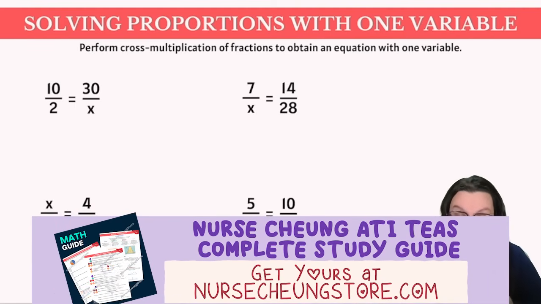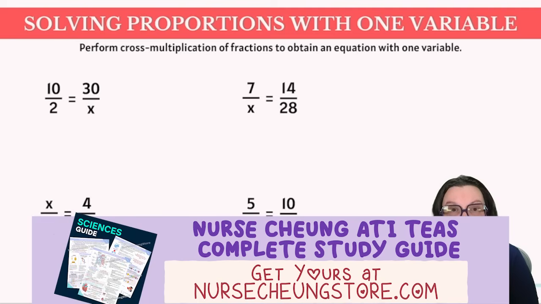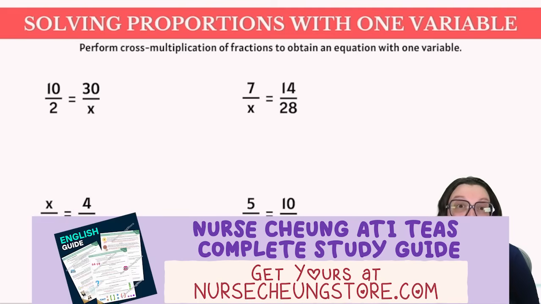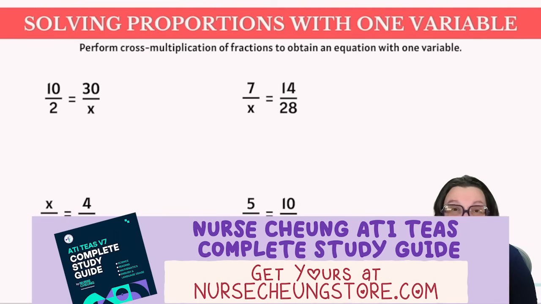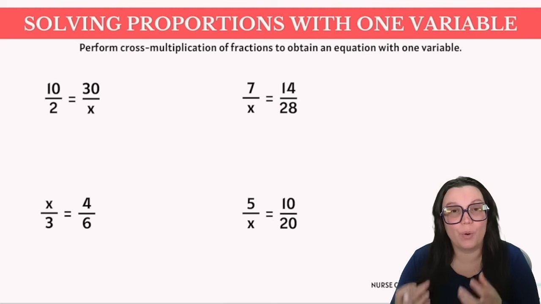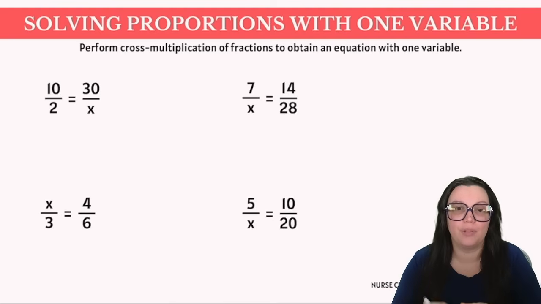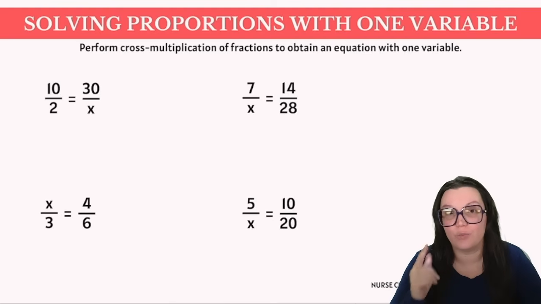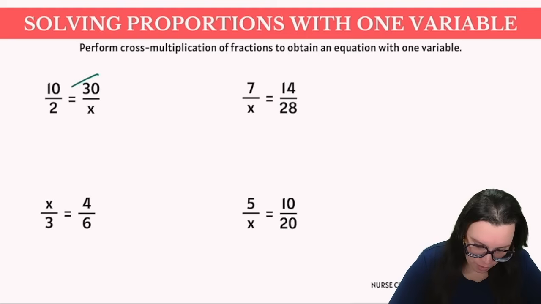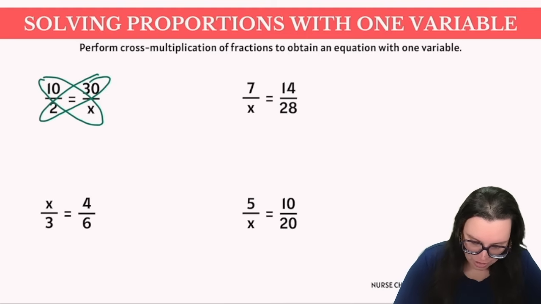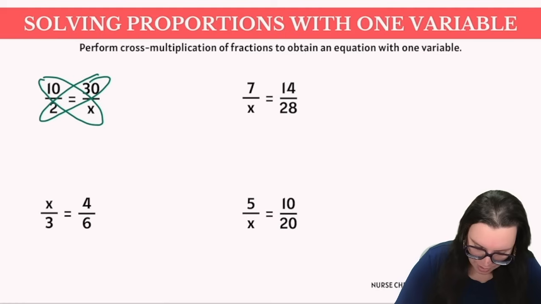You're going to see two fractions with an equal sign between them, and you're going to have to solve for whatever the variable is, whether it's x or another letter. In order to do this, we're going to cross multiply fractions to obtain an equation with one variable. So we do this by cross multiplication of our fractions. Our first problem is going to give us 10x is equal to 60.